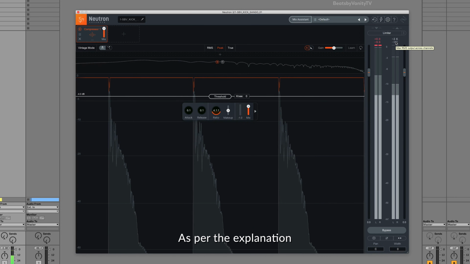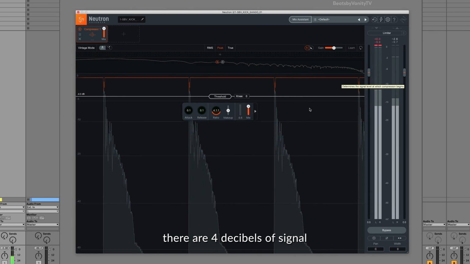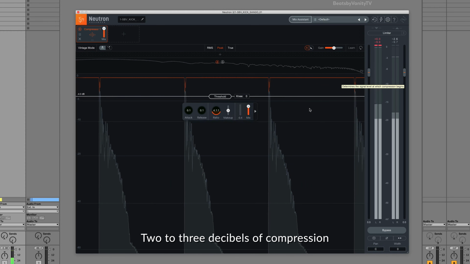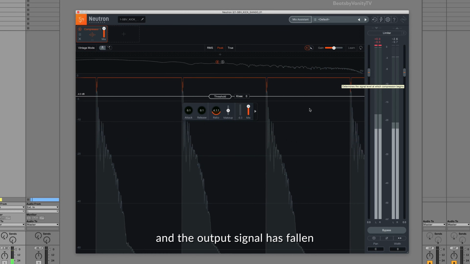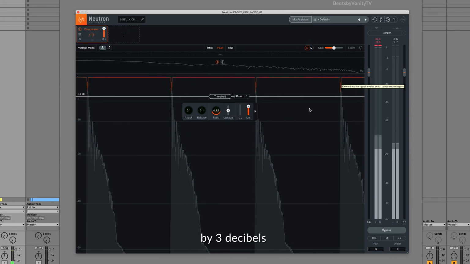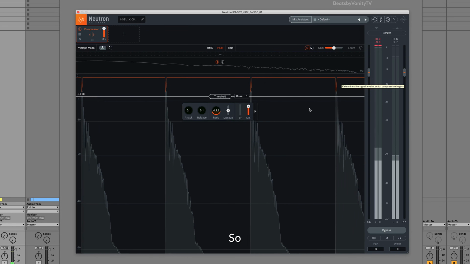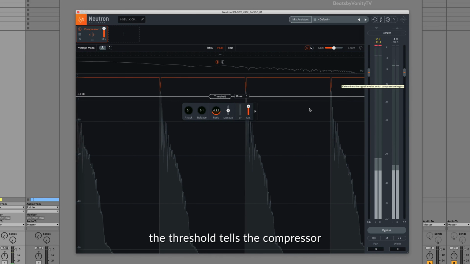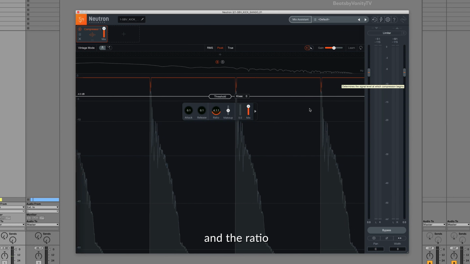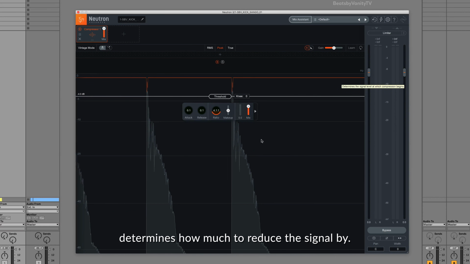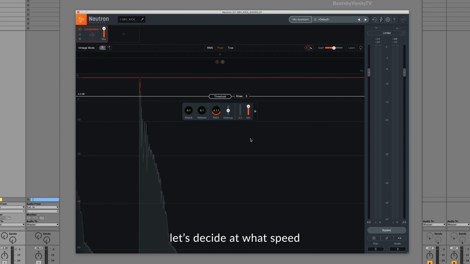As per the explanation, there are 4 decibels of signal crossing the threshold, 3 decibels of compression taking place, and the output signal has fallen by 3 decibels, or thereabouts. So, in summary, the threshold tells the compressor when to reduce the signal, and the ratio determines how much to reduce the signal by. Next, let's decide at what speed the compressor should respond to the incoming sound.